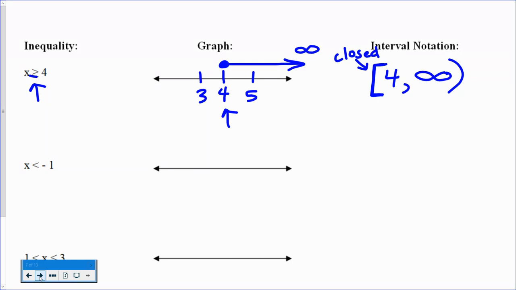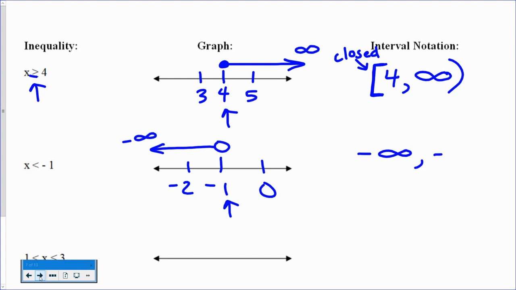Okay. For the next one, x is less than -1. So let's just get a little bit of visual on this. I will have an open circle. Less would be an arrow to the left. So I'm still reading this from left to right. Now it's pointing towards negative infinity. So that's what I need to put first, because when I read it from left to right, it's going towards negative infinity, and then it stops at -1.